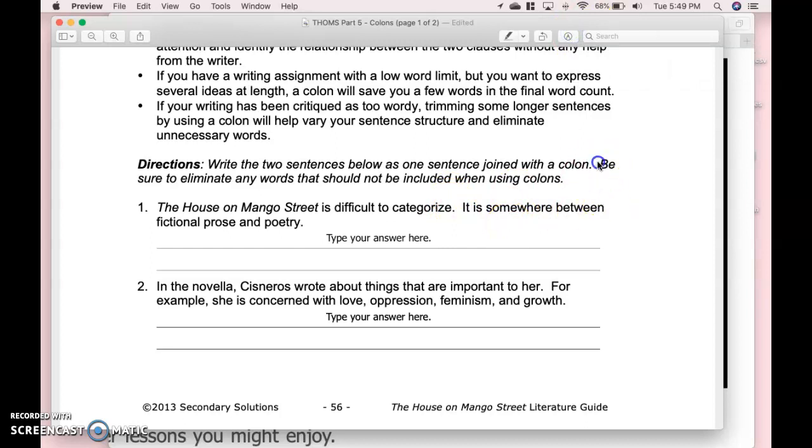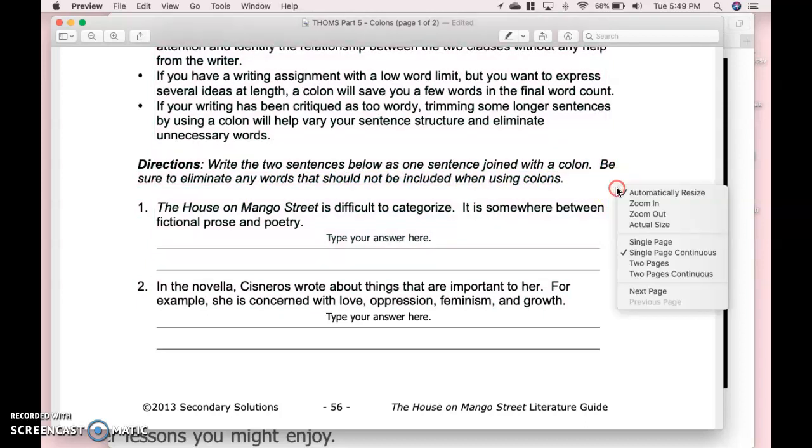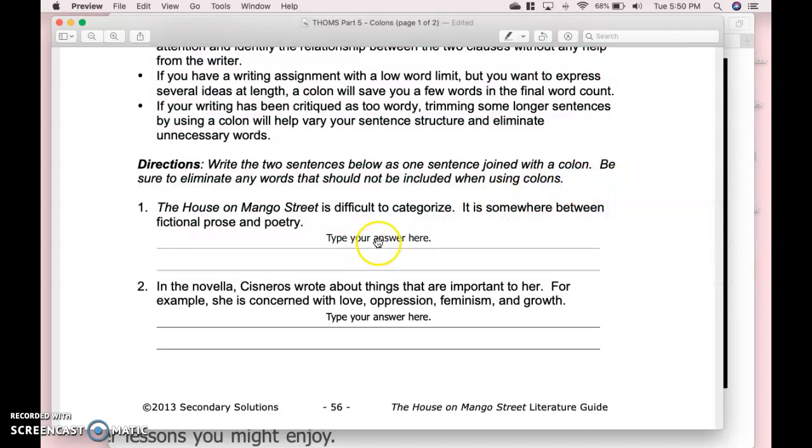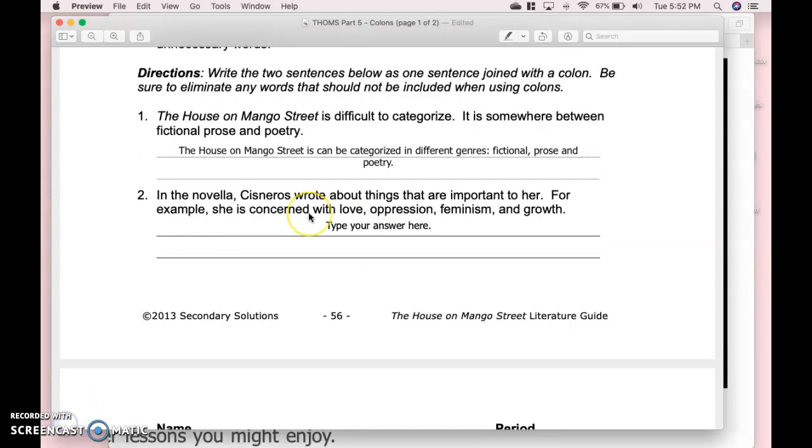What you're going to do instead is be sure to eliminate any words that should not be included, so it might sound too wordy or it might not make sense. I'll do the first one for you. So the first one says, "The house on Mango Street is difficult to categorize. It is somewhere between fiction, prose, and poetry." So in order to rewrite the sentences, I might do the following. I rewrote the sentences as follows.